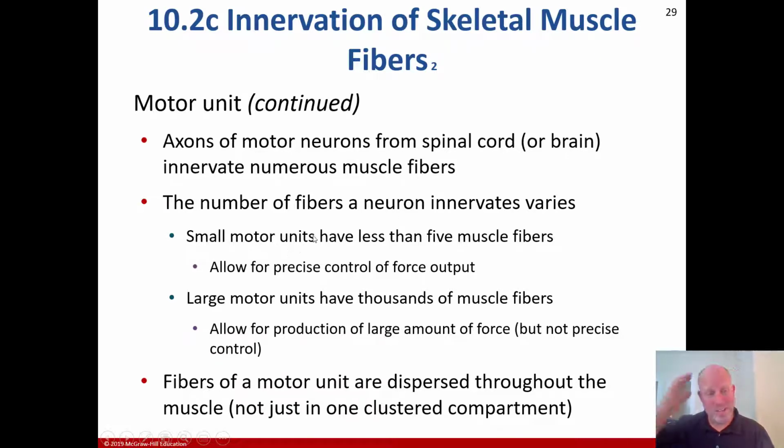Small motor units have fewer than 5 muscle fibers, which allows for precise control of force output, whereas large motor units have thousands of muscle fibers and allow for production of large amounts of force, but not necessarily precise control. The fibers of a motor unit are dispersed throughout the muscle, not just in one clustered compartment.